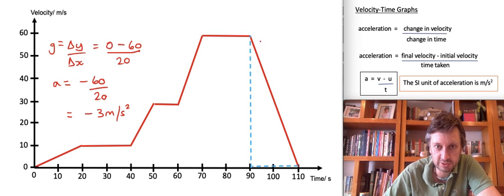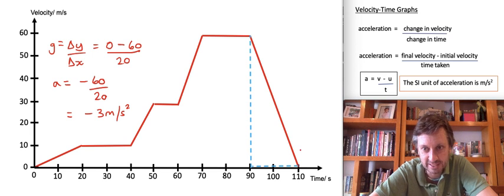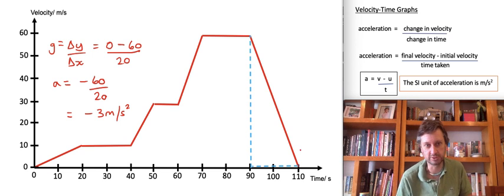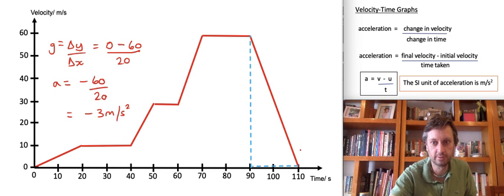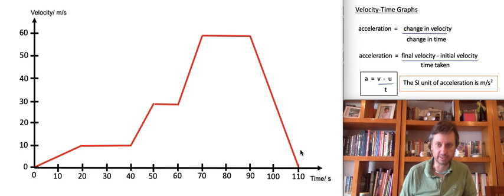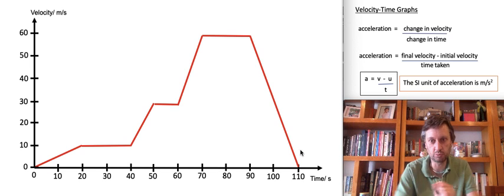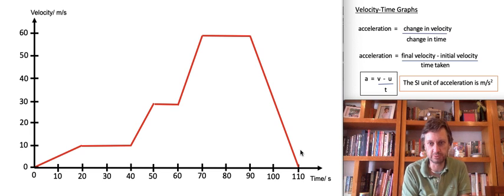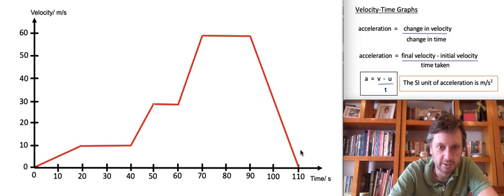So I can say that between these 2 points, this object has an acceleration of minus 3 meters per second squared, or I can also say it is decelerating at plus 3 meters per second squared. Okay, I hope that made sense. I think I've got one more thing to show you before I finish this video. So we've talked about what the shapes mean. We've talked about what the gradients of those lines mean.